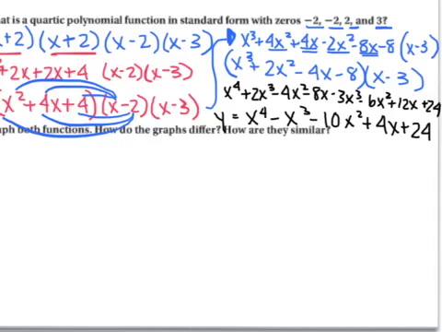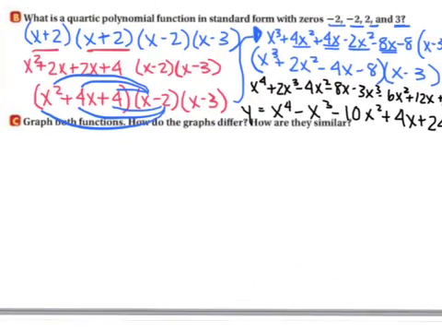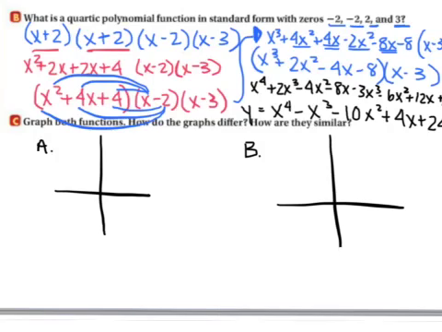Now part C is asking you to graph both of these functions, and it's asking you how do they differ and how are they similar. You don't have to graph these by hand. You can go ahead and either use a graphing calculator or quick graph is probably easier for you guys because it's right there. So I want you to put both the problems from A and B into your graph, and we're going to go ahead and sketch them roughly right here for C. Graph A and graph B. Put those in and make a rough sketch of them.